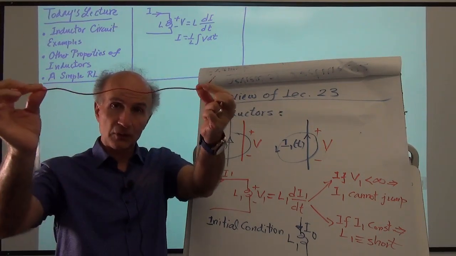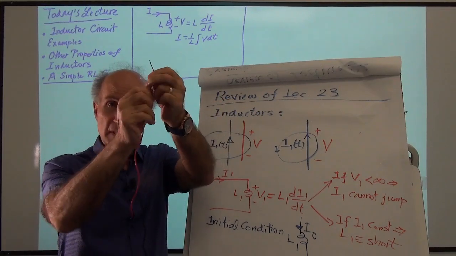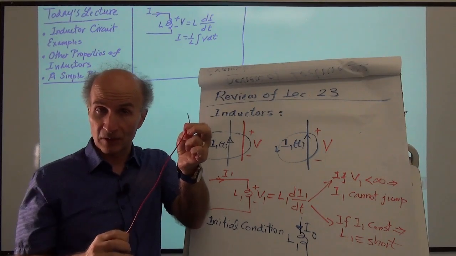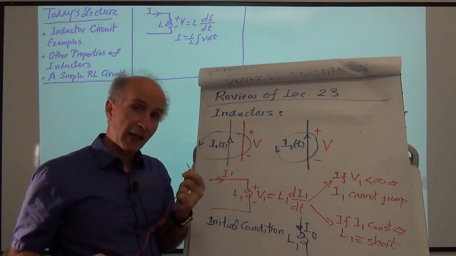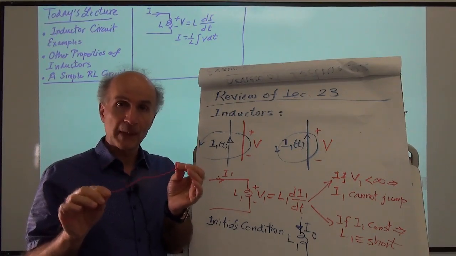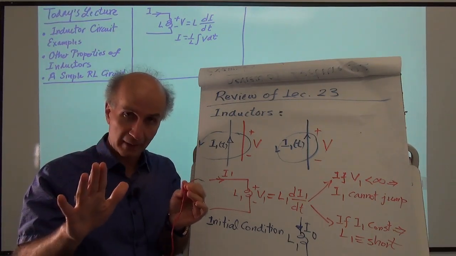So the inductance from here to here is not zero, even though it looks like a straight piece of wire and even though it may have no resistance at all. But for our analysis, we assume that a piece of wire is ideal. It's like a short circuit. It has zero resistance and zero inductance.